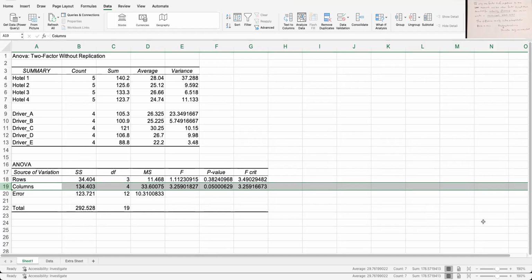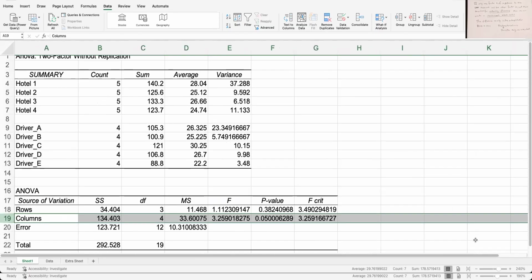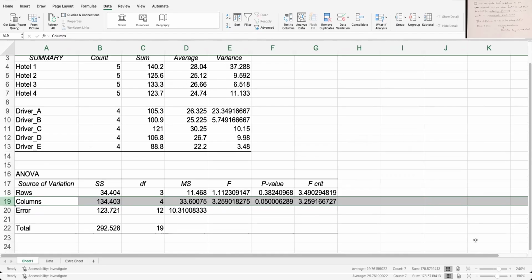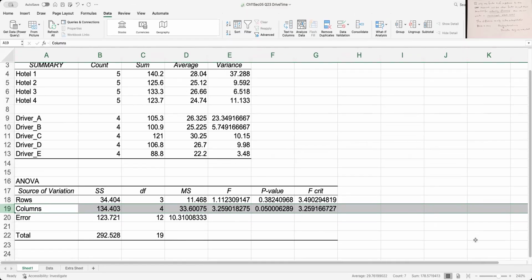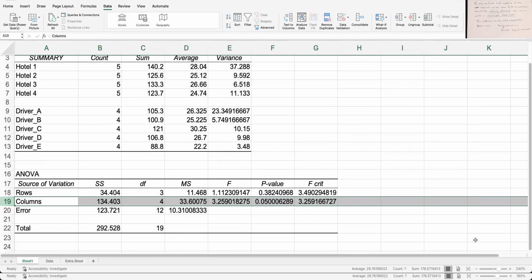Anthony? Closer, but same. Or is that value smaller? Oh, man. That is really freaking borderline, isn't it? Look at that.